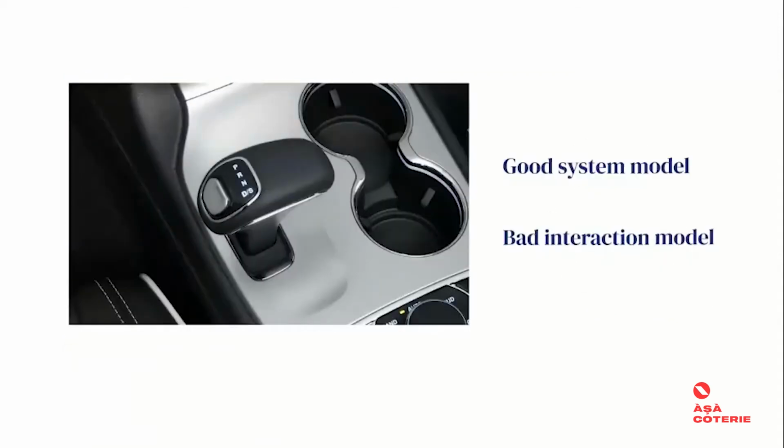Okay, let's move forward. Now, going back to the picture I showed you before, this is a good system model. I mean, it works. There's probably a lot of engineering that came into this. They have to determine, should we do this? It's a good system model, but it's a bad interaction model, because people had issues with this. Your customers, the moment they can't use your product, it is useless.